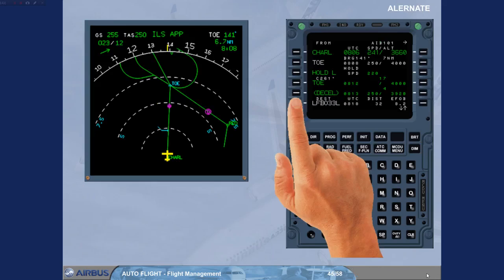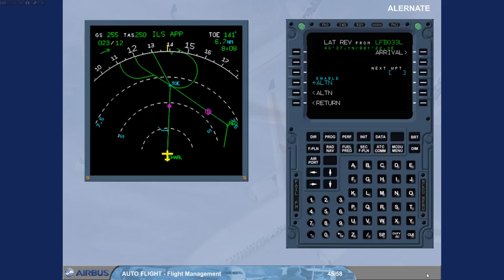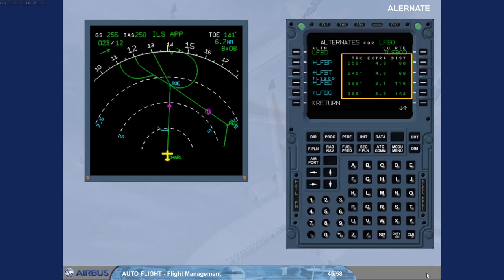This revision allows the pilot to select an alternate airport. Several alternate airports may be stored in the database. The alternate page displays the track, distance, and extra fuel corresponding to the different alternate airports. This assists the pilot in choosing the alternate airport according to weather conditions or fuel considerations.